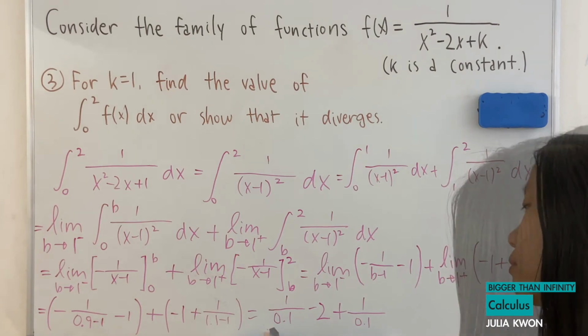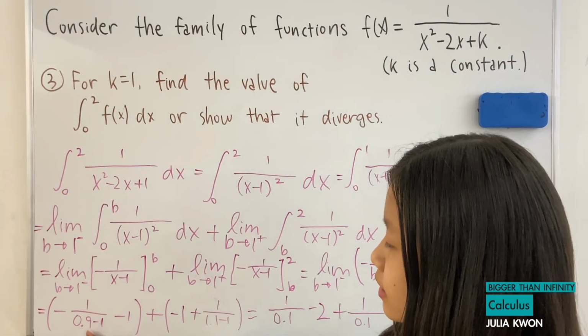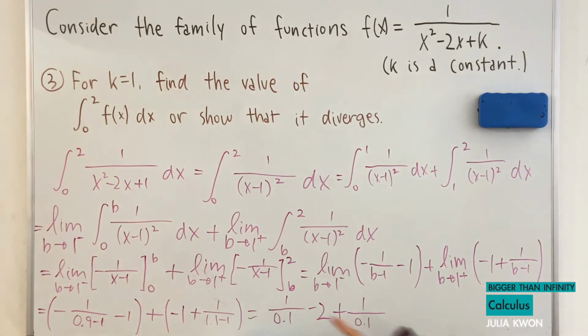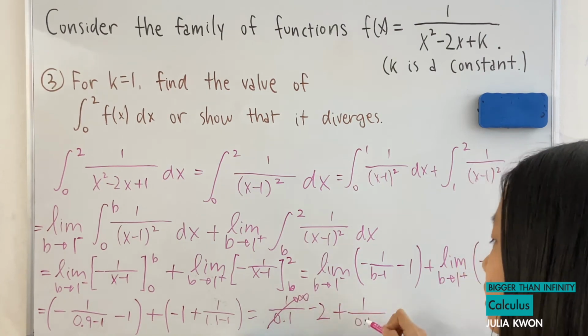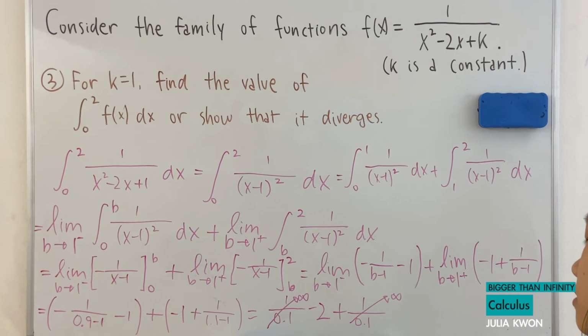And we only approximated our b values. If we had instead used 0.99999 repeating and 1.1111 repeating, then we would have gotten a value a lot closer to 0, and the same for the other one. And what is 1 divided by 0? It's infinity, right? So that's infinity, and this is also infinity. And infinity minus 2 plus infinity is infinity.